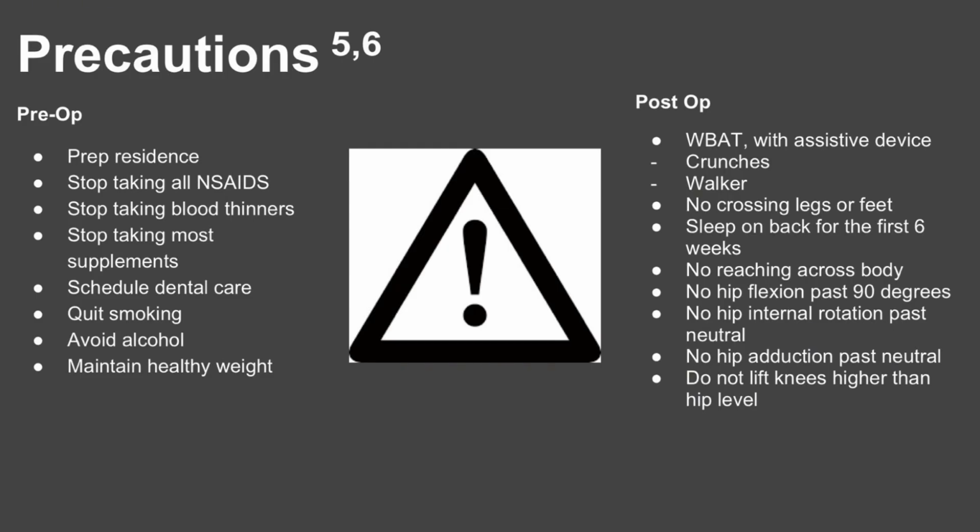So one of the pre-op precautions is to prep the residence. For hip surgeries, you can't have a too low toilet, so that'll be one of the modifications you can make to your home. You want to make sure you have family there that can help take care of you, because there's a lot you're not going to be able to do anymore. And lower the bed, just different things like that when I say prep the residence.